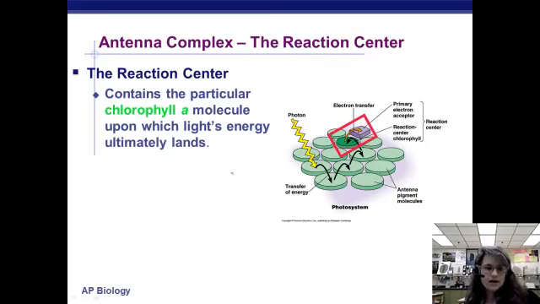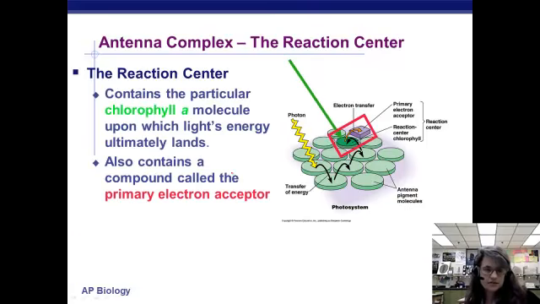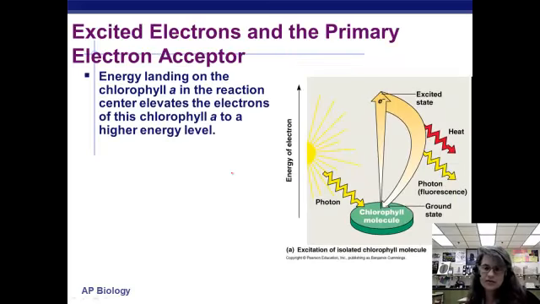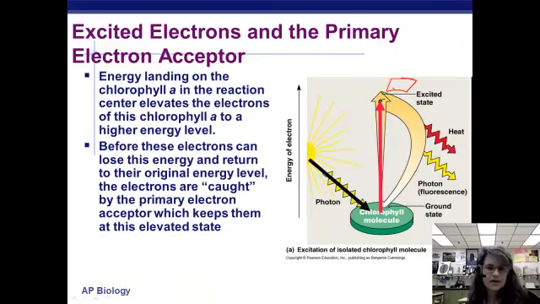All right, so that reaction center, which we've talked about, and the primary electron acceptor, it's going to catch those high energy electrons. Here we are, another slide image just of the electrons getting excited into their excited state. Normally they would fall right back down again, but in a chloroplast there is that primary electron acceptor that will catch them and hold them at that elevated state. Okay?